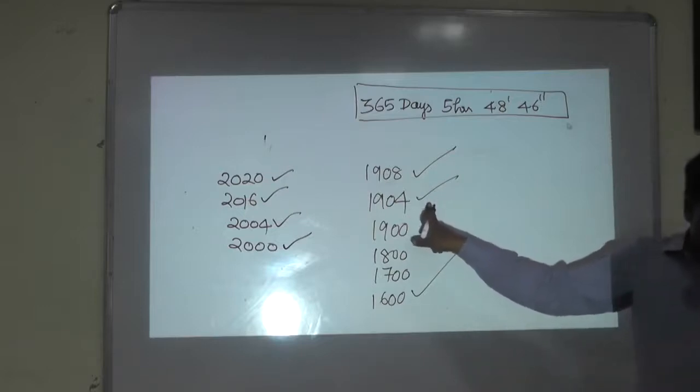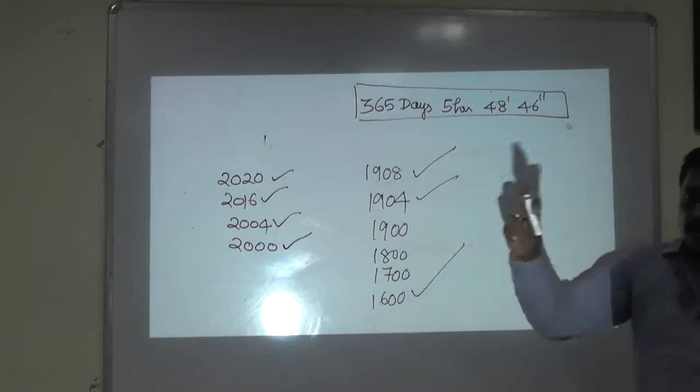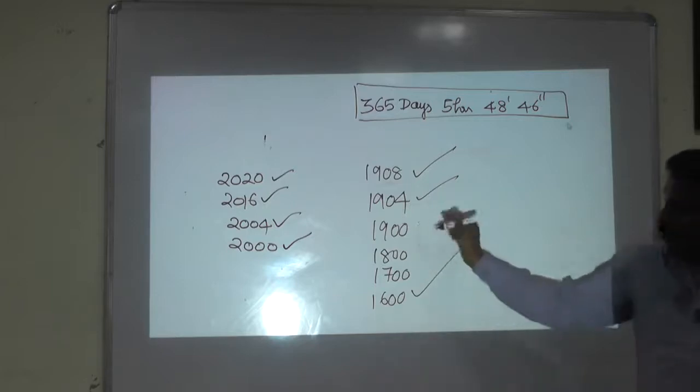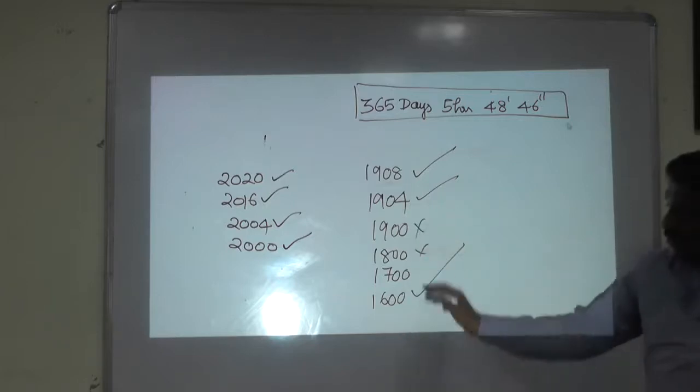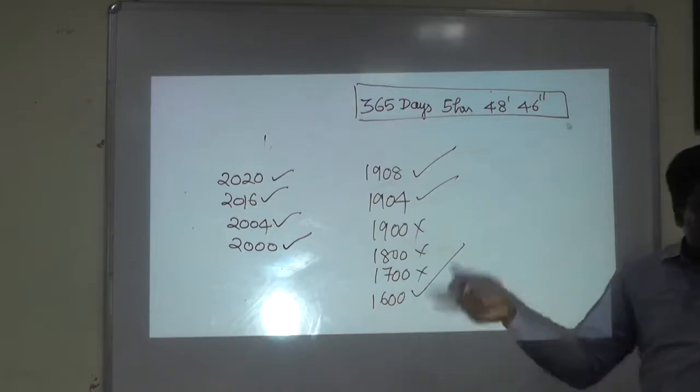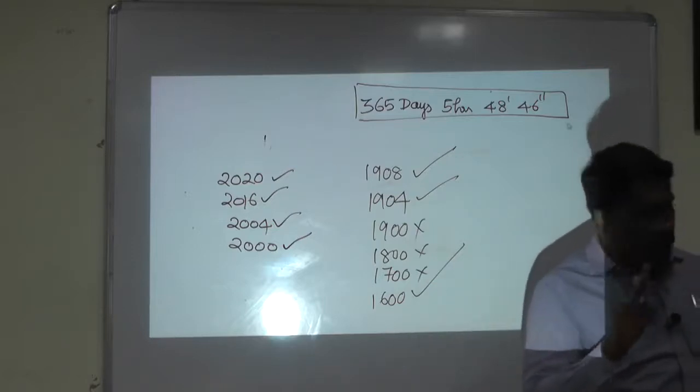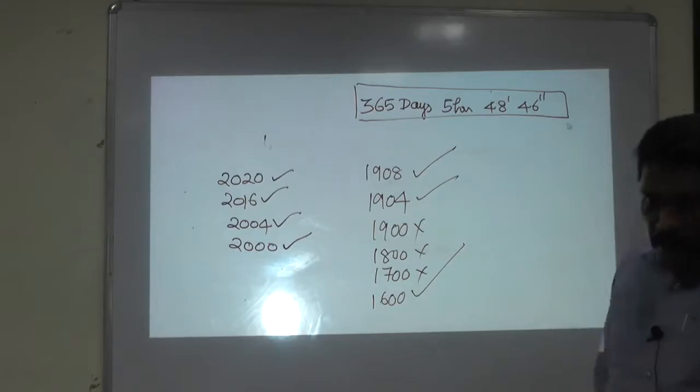1904 is a leap year. But 1900, though it is divisible by 4, is not a leap year. 1800 is not a leap year. 1700 is not a leap year. But 1600 is a leap year. If you ask me why, I'll tell you.